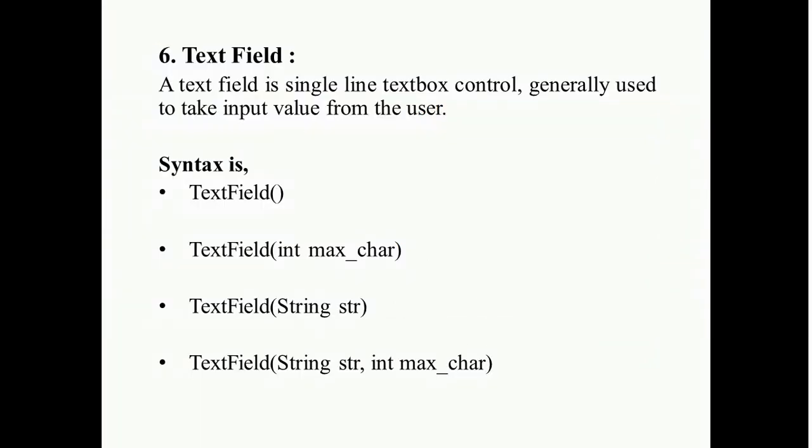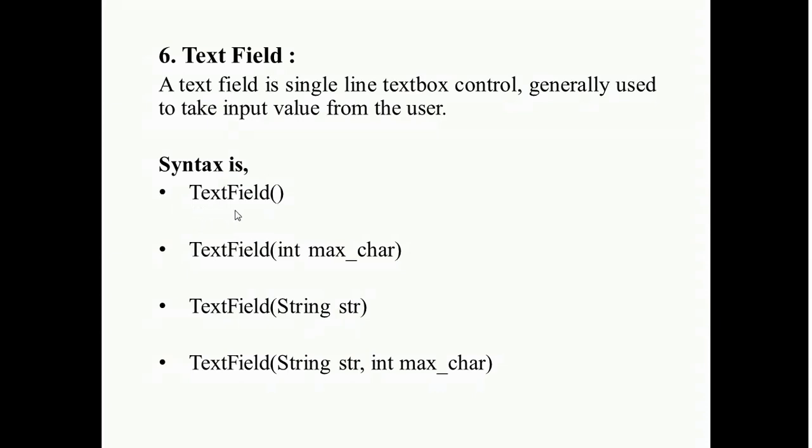The next AWT control is text field. A text field is a single line text box control generally used to take an input value from the user. In the text field, we can enter the string, and that string can be modified, copied, cut or pasted. Now see the syntax of the text field. These four are the syntax or constructors of the text field.